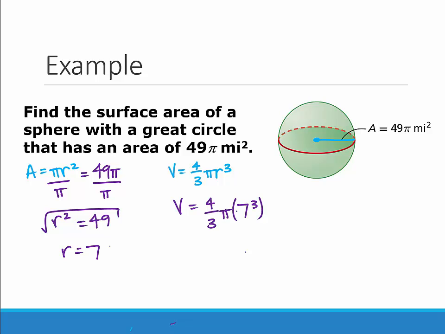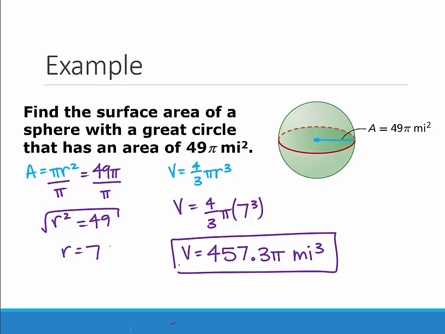So 7 cubed is 7 times 7 times 7. And then we're going to multiply by 4, and we're going to divide by 3. And we end up with 457.3 pi, and it's miles cubed for our volume.